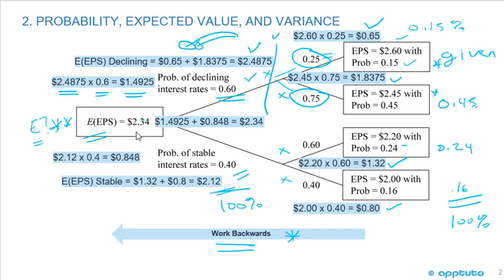Now note, they need to give you certain information to work your way backwards. They've got to give you these EPSs at the end, and they have to give you your percentages. And then it's just a question of working your way back. And this comes up time and again throughout CFA Level 1 and Level 2, because this is what the game is all about.